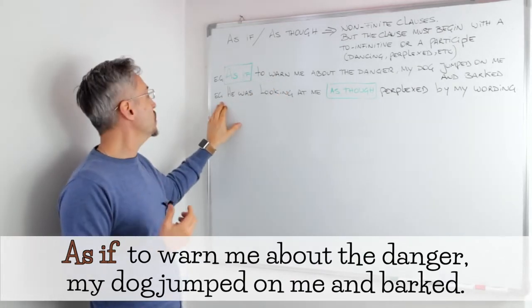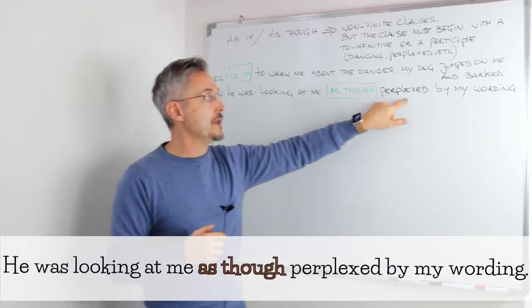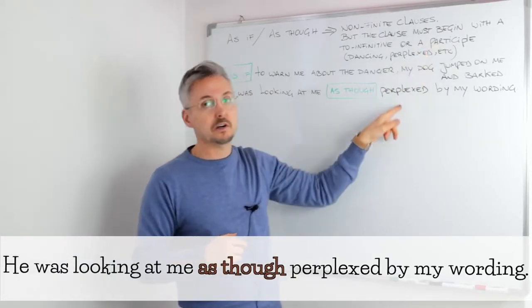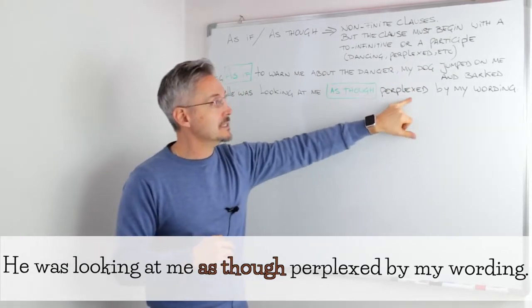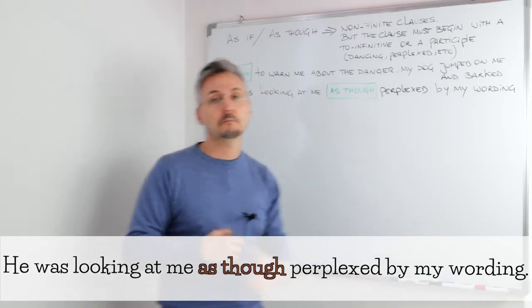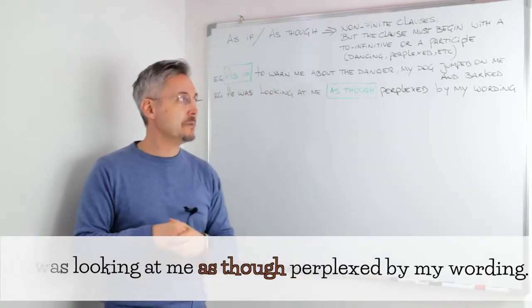Now, another example could be, he was looking at me as though perplexed. In this case, we have a participle, okay, a past participle. As though perplexed by my wording, by my language. He was looking at me as though perplexed by my wording.